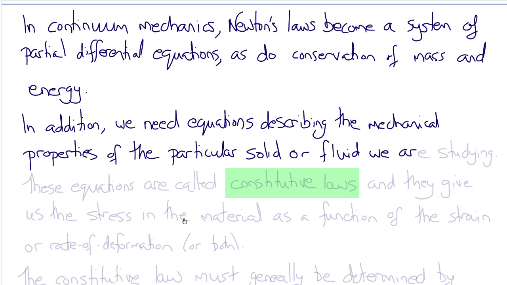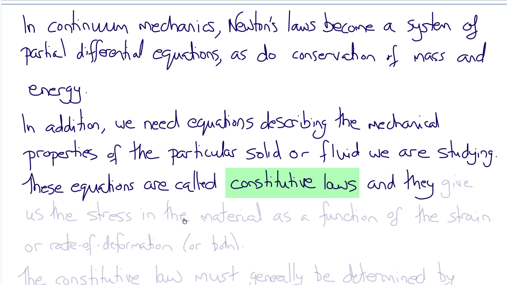And they give us the stress in the material as a function of some measure of the shape change or flow, such as the strain or the rate of deformation, or both. For example, in an elastic material, the stress in an elastic solid is a function of the strain in the elastic solid. In a viscous fluid, stress is a function of the strain rate or rate of deformation in the flowing fluid. And in a viscoelastic material, the stress is actually a function of both the strain and the strain rate.